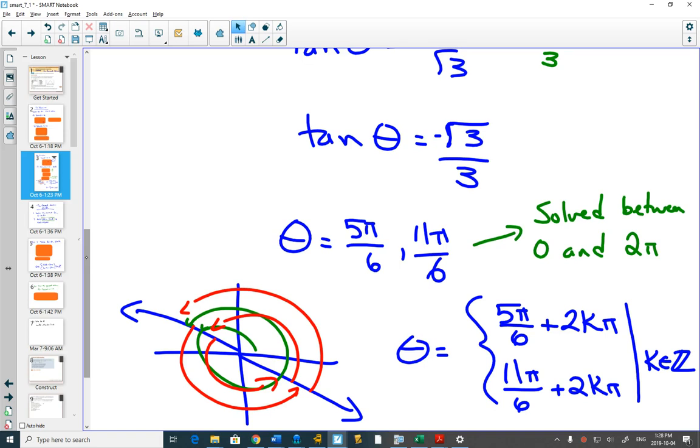Yes? So the difference between the z and the r, the z is just integers.